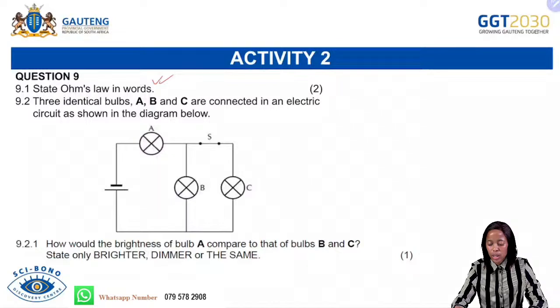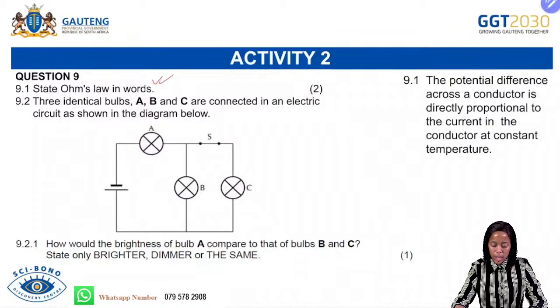Then the next one says we need to state Ohm's law in words. So remember with definitions, we said that we are going to define according to the examination guideline. So it says that the potential difference across a conductor is directly proportional to the current. Remember we said we're not going to stop here. In the conductor at a constant temperature. So we must just remember to mention that it is going to be at a constant temperature. So that would now be a full definition for 2 marks there.